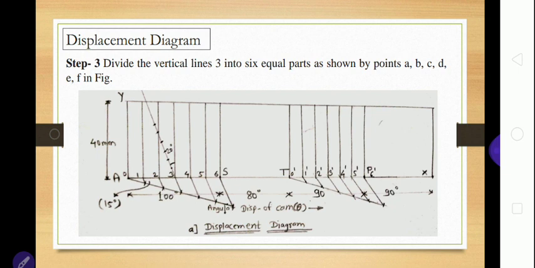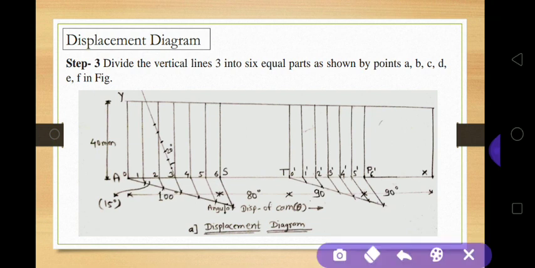acceleration and uniform retardation case is to divide this 3 line in the outstroke and 3 dash line in the return stroke into 6 equal parts. This is our third step. Here we have to divide this into 6 equal parts. So how to divide this?